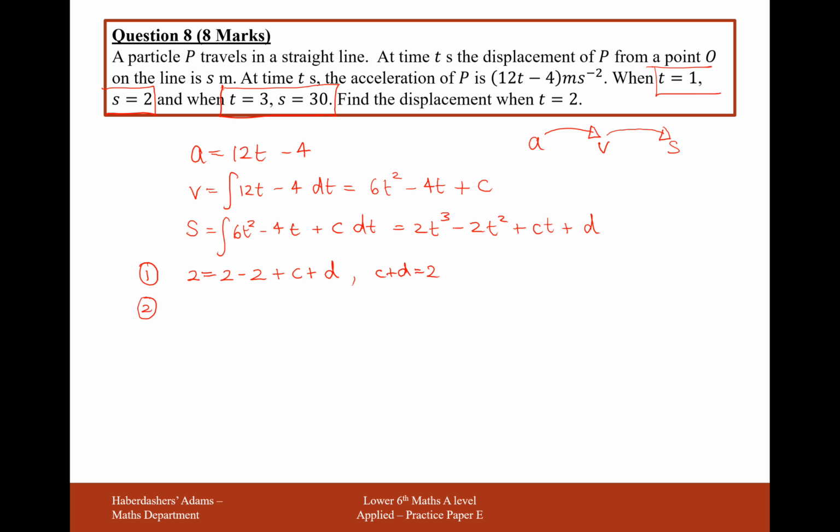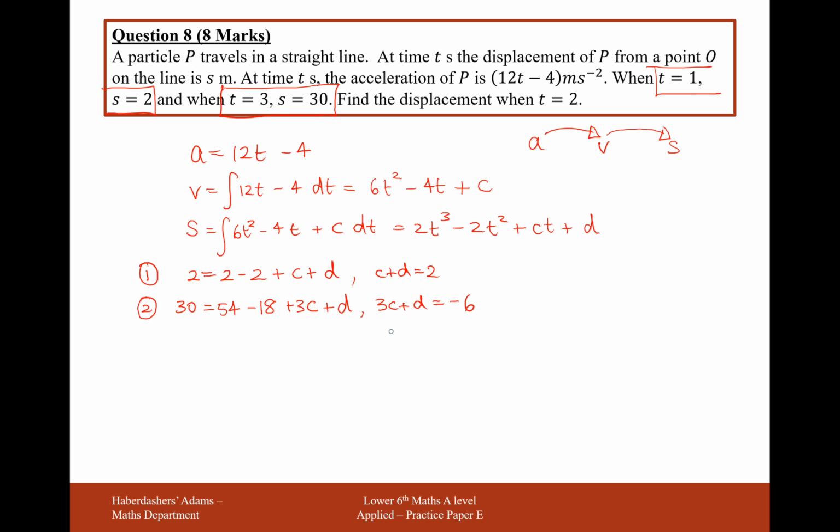And in the second substitution here, we're going to get s is 30 equals, t is 3 this time, so 3 cubed, that's 27. Double that and you get 54. Plugging in 3 here, you get a 9. And take away 2 times that, that's take away 18. In this next one here, it's going to be plus 3c, because t is the value 3, plus d. So when we simplify this and take it onto the other side, we're going to get 36 here, take away the 36, so it's going to be 3c plus d equals minus 6.